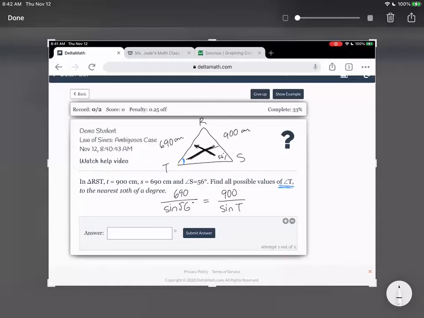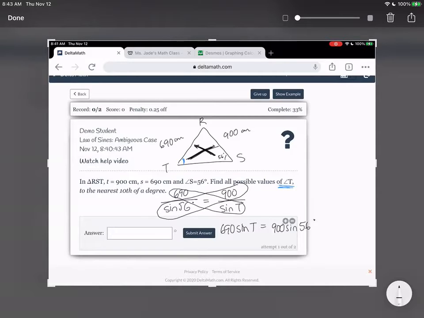Okay, if you have a question, please interrupt me because I can never see if hands are raised. We're going to solve for sine T first. In order to do that, I'm going to remind you that you can use the butterfly method. So we're going to multiply these two, and that gives us 690 sine T. We're going to set that equal to those two. So the butterfly method, you just cross multiply. You can cross multiply because they are 2 fractions that are equal to each other. So then that is equal to 900 sine of 56.